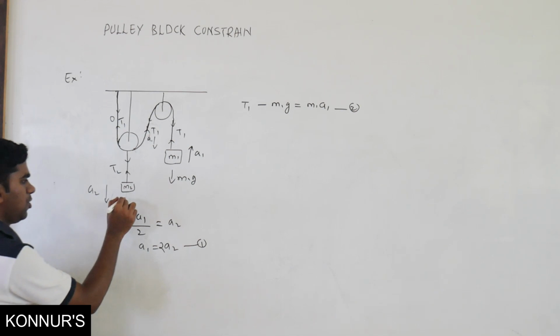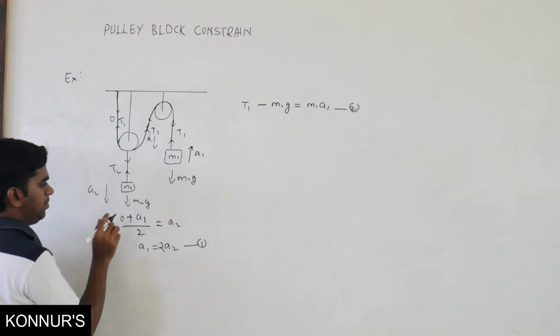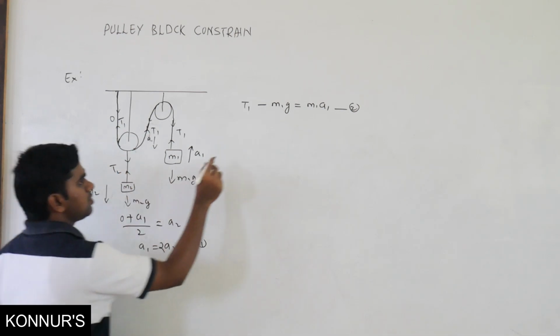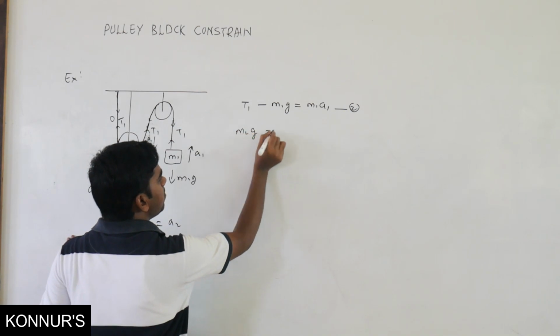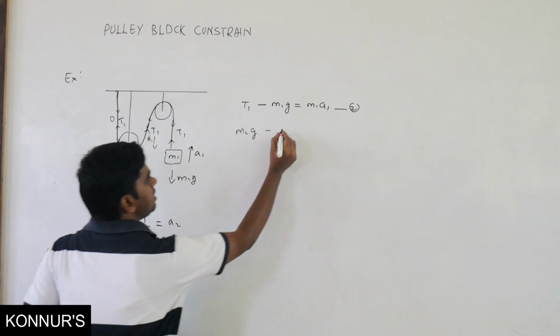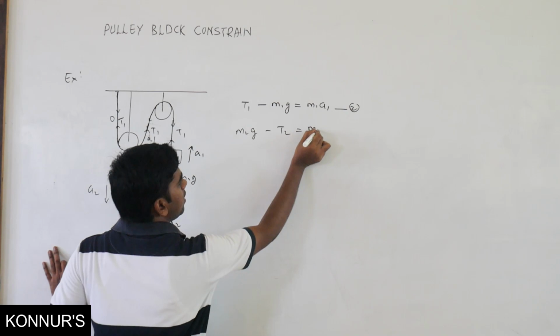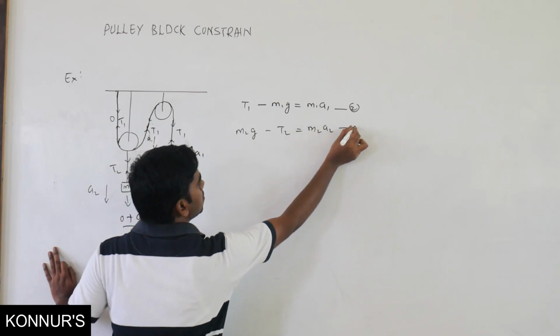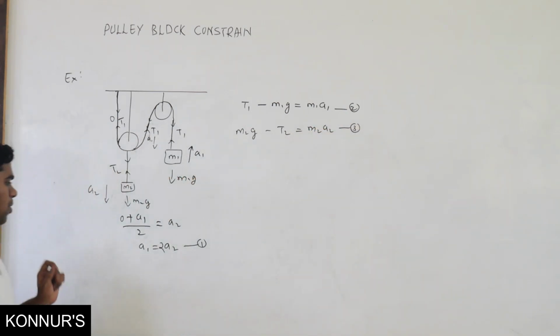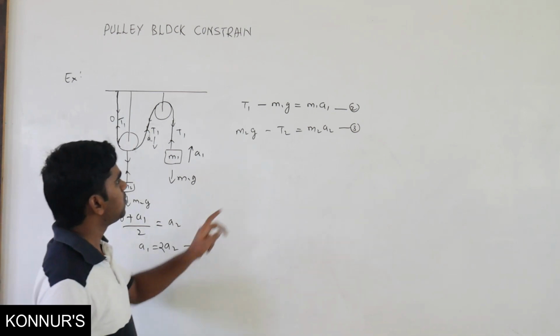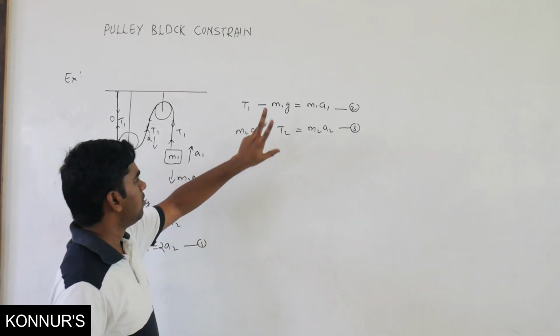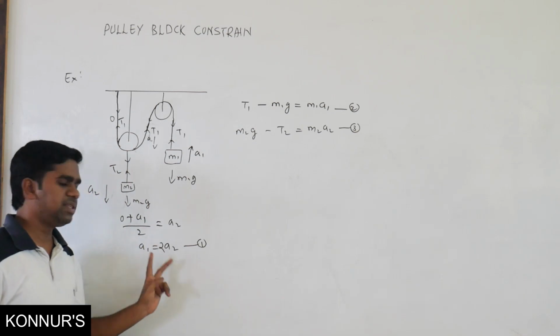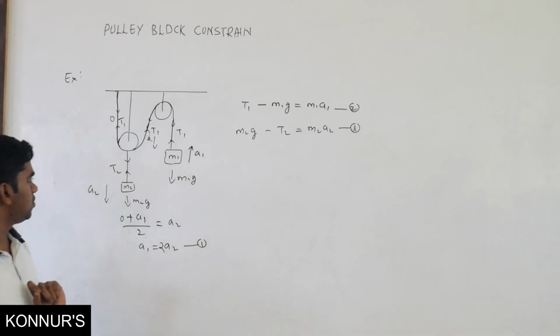Come to this one. Downward is what? M2G. Since it is moving downward, M2G minus the upward force T2 equals M2A2. So you got 3 equations. How many unknowns are there? A1, A2, T1, T2. 4 unknowns are there, but we have only 3 equations. We should get one more equation.